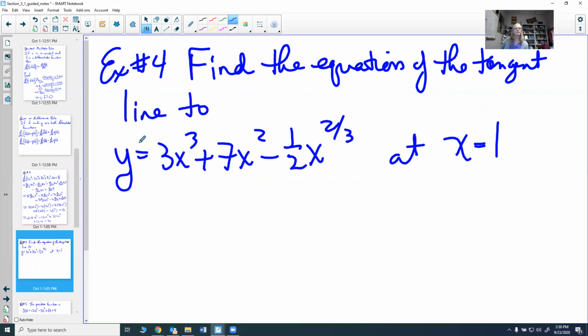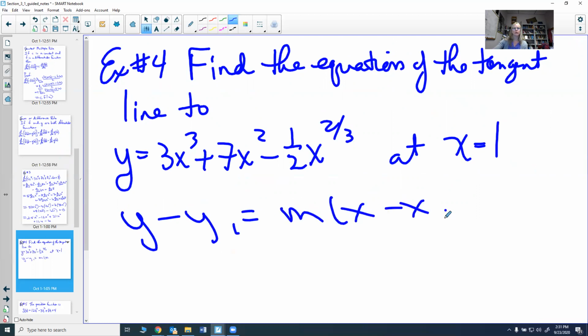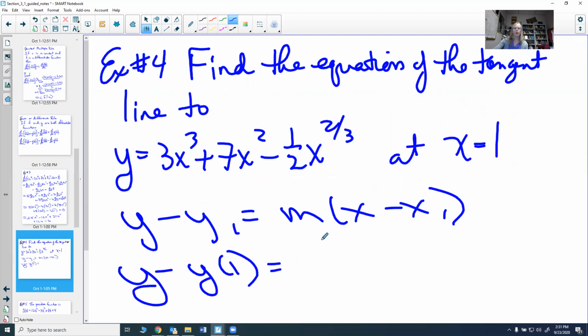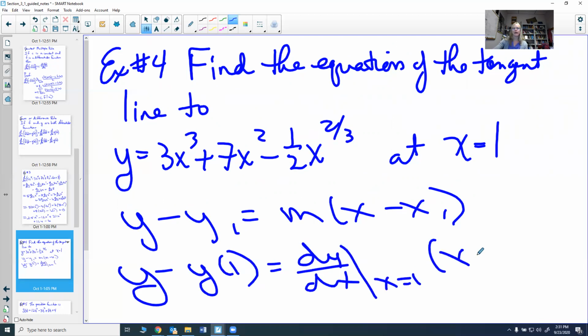Let's find the equation of a tangent line to this curve at this point. So remember, the equation of a tangent line is y minus y1 is equal to the slope times x minus x1. But when we're doing tangent lines, y1 is the y evaluated at the x value. The slope is the derivative of y with respect to x evaluated at the x value, and then x minus x1.